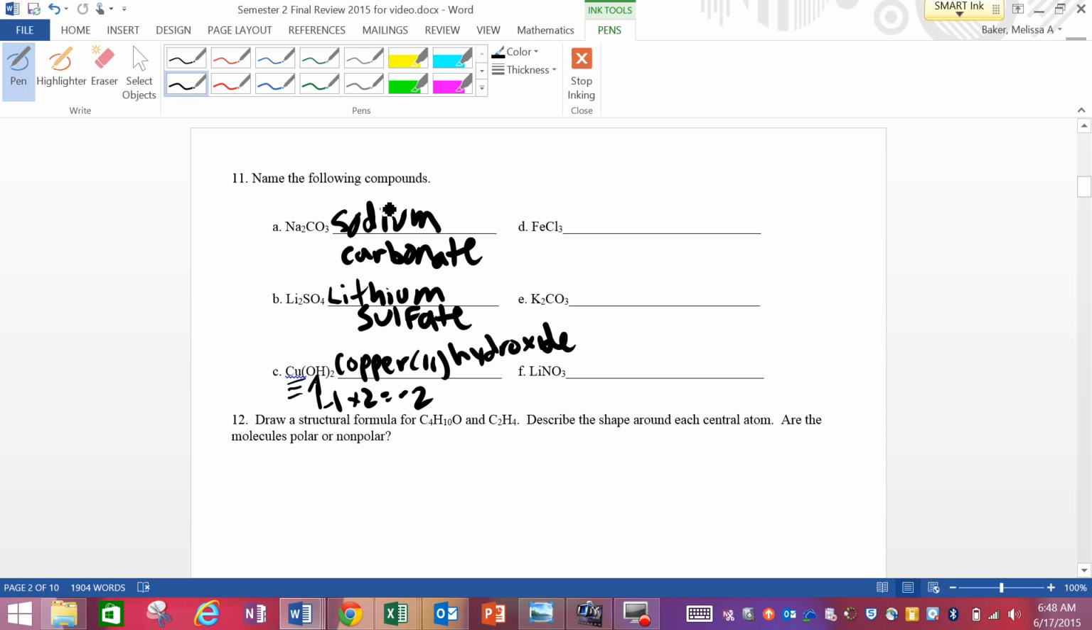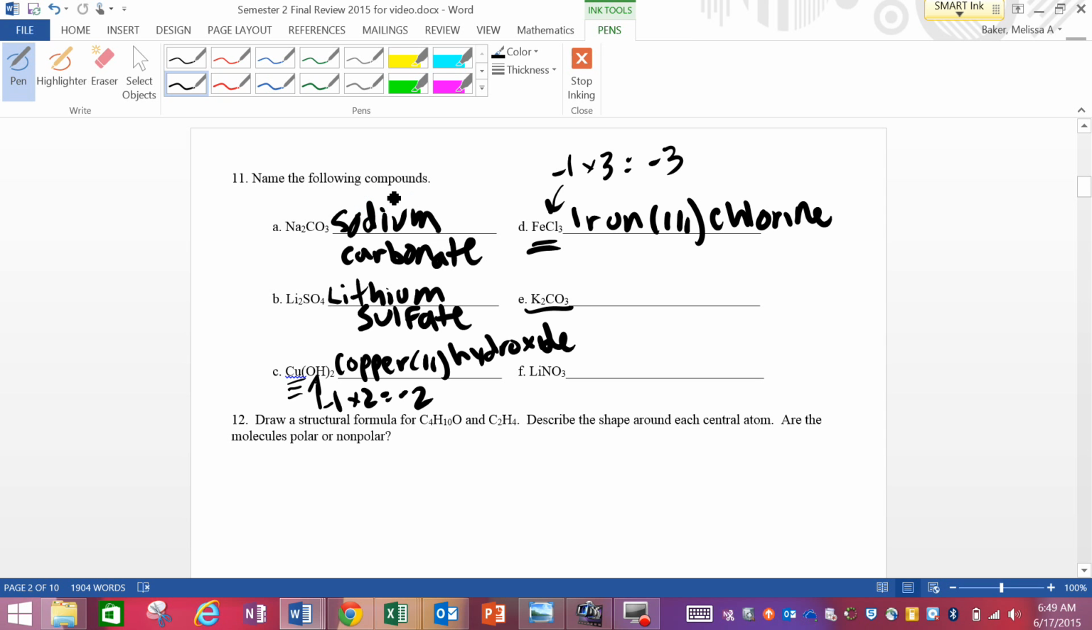There's more practice with Roman numerals here. Each chlorine has a -1 charge, and there's 3 of them. So how do we cancel out a -3 charge? This would be iron Roman numeral 3, showing that it's a +3 charge, chlorine. In other words, this iron loses 3 electrons, and each electron fulfills a chlorine's outer shell.